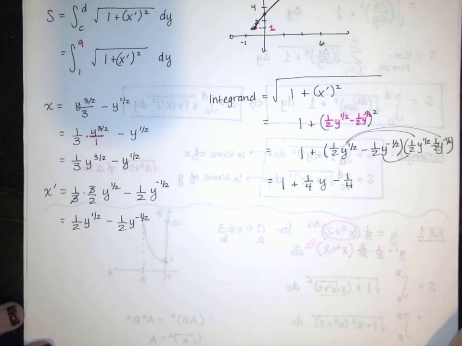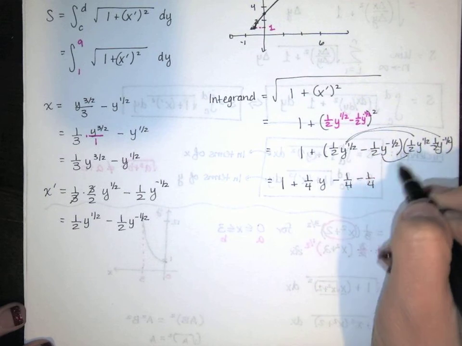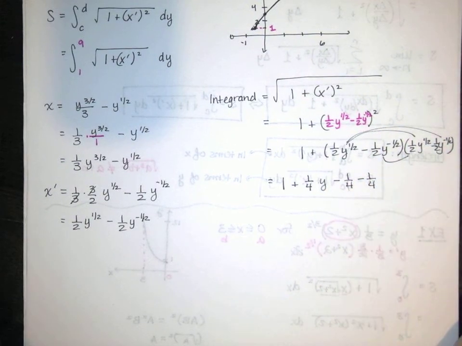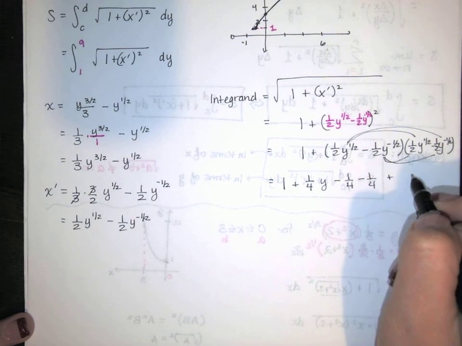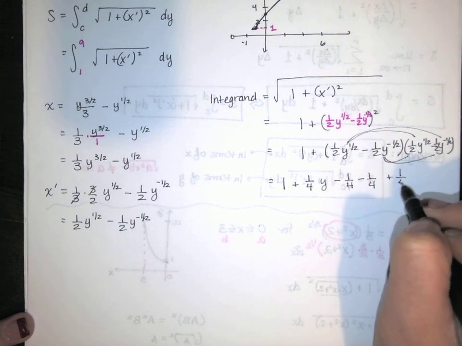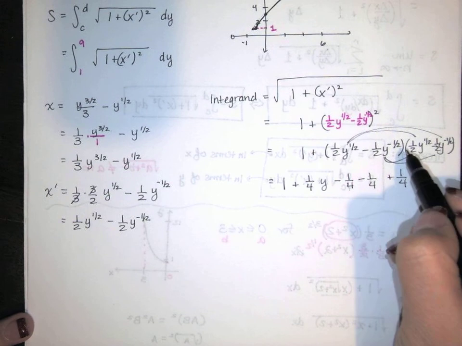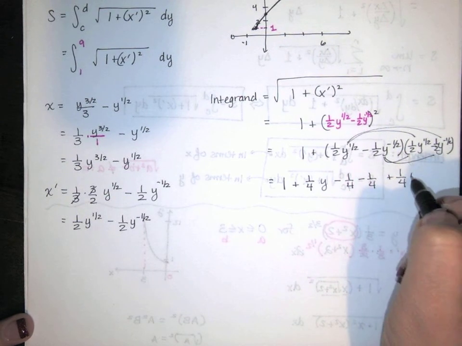These guys are the same. You've got a negative 1/4. Y to the negative 1/2 times y to the 1/2 is still y to the 0, which is still 1. And then last times last is a negative times a negative, which is a positive. 1/2 times 1/2 is 1/4. And you want to add those exponents. Negative 1/2 plus negative 1/2 is negative 1.